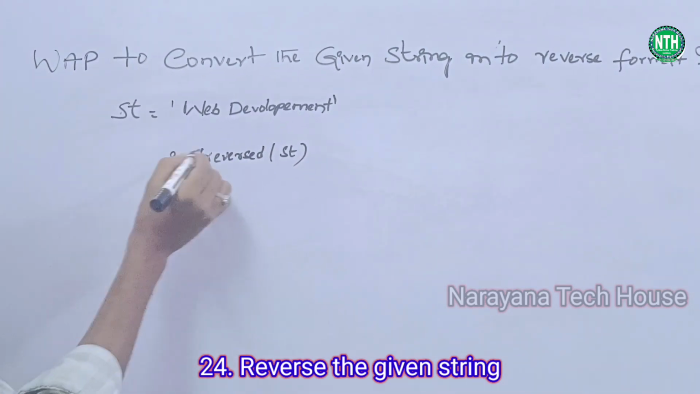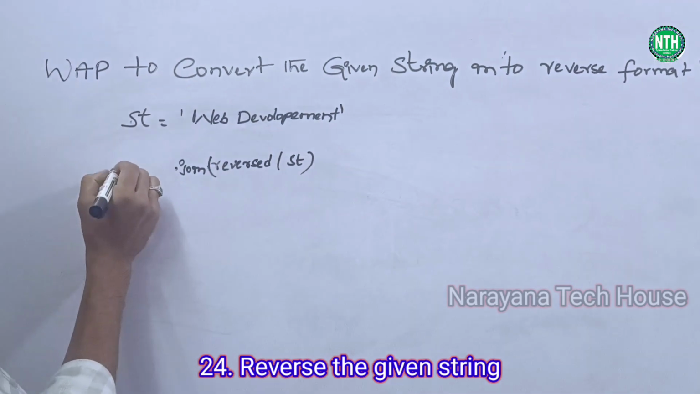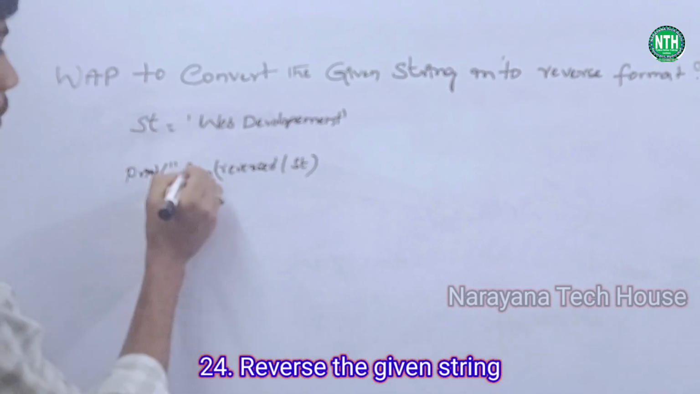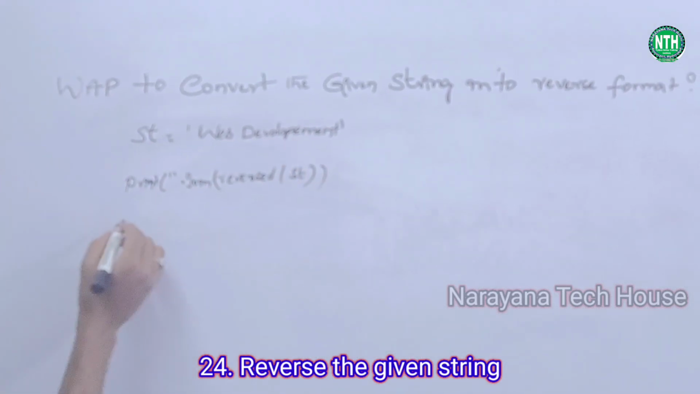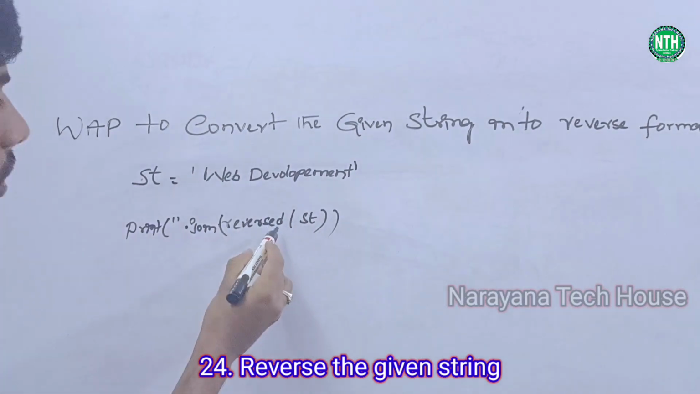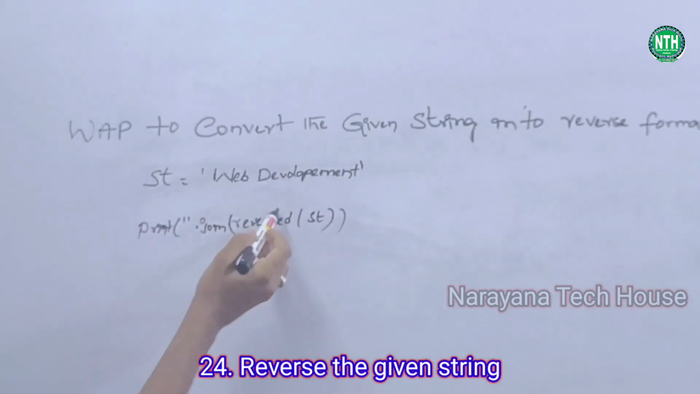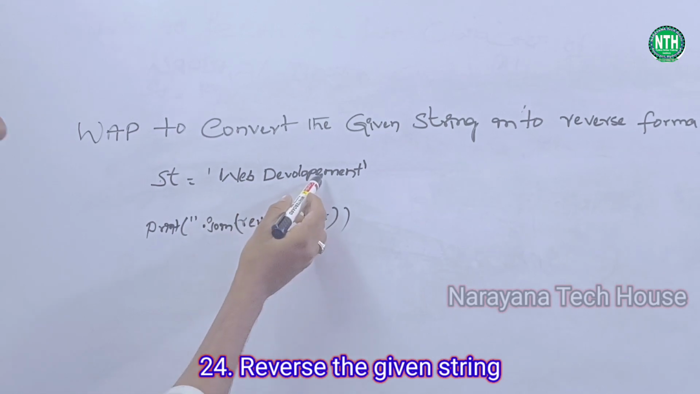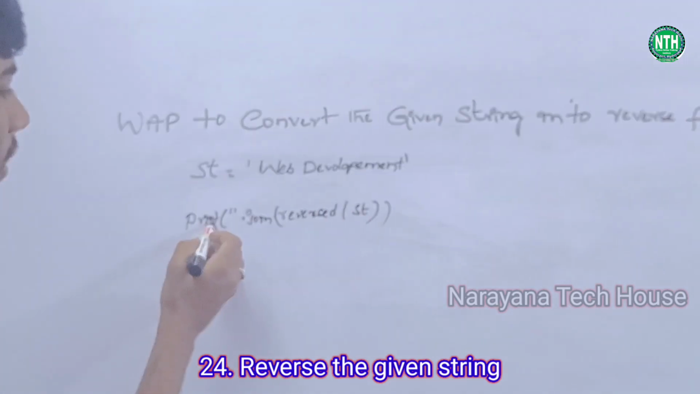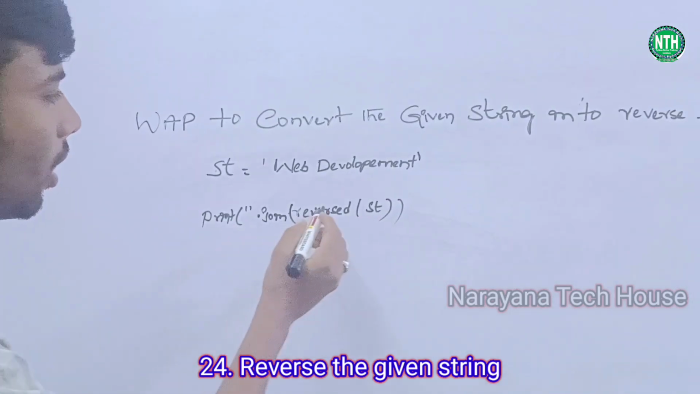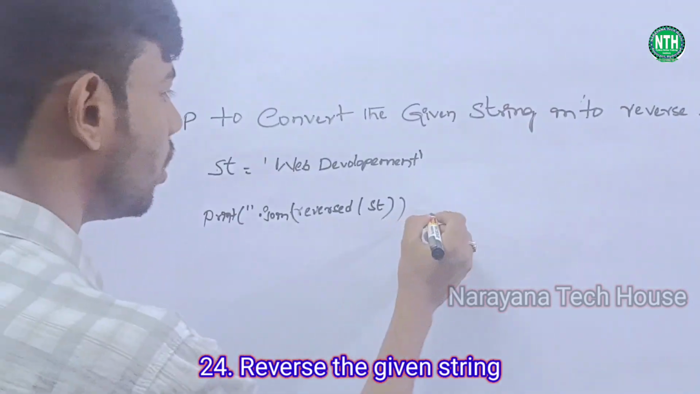Now I want to print the given statement in the reverse format. In this case, I want to use the reversed function to reverse the given string. Then after reversing the given string, I want to join all the characters using the join function. Then I want to display the reversed string using the print statement. The output will come like this.